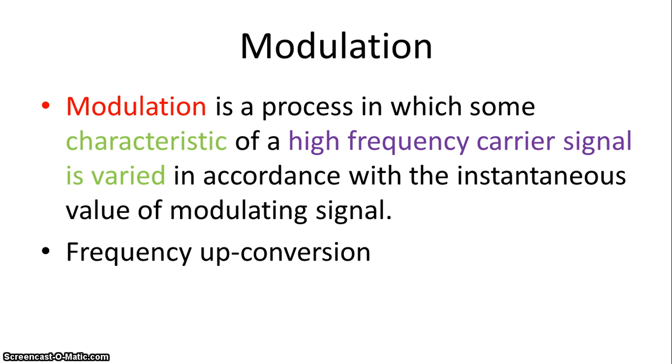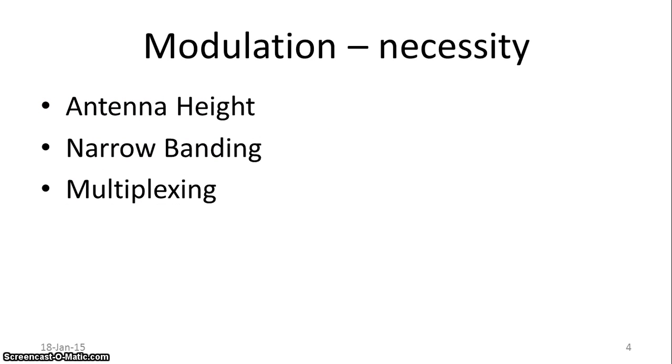So let us see why modulation is necessary. Modulation is necessary for basically three reasons: height of the antenna, narrowbanding, and multiplexing.